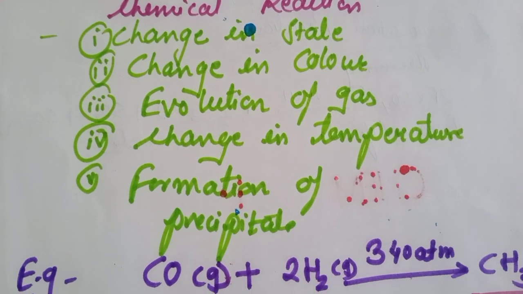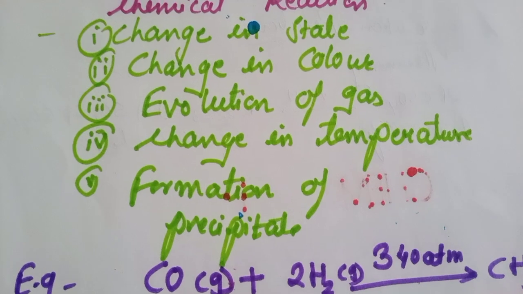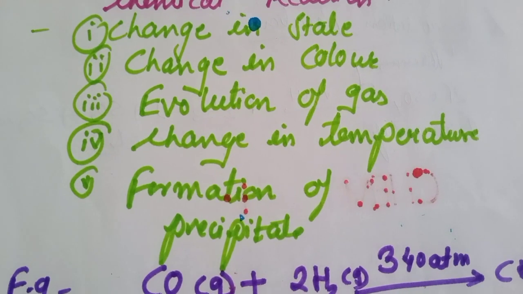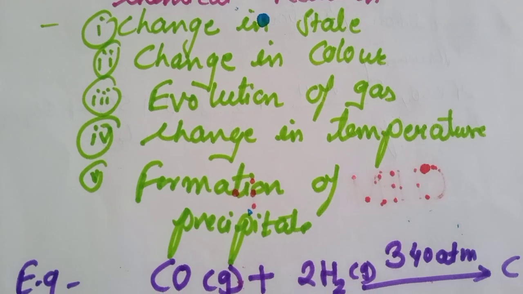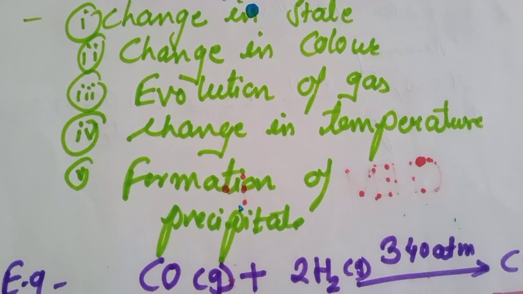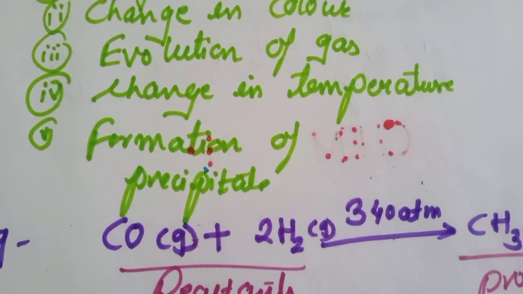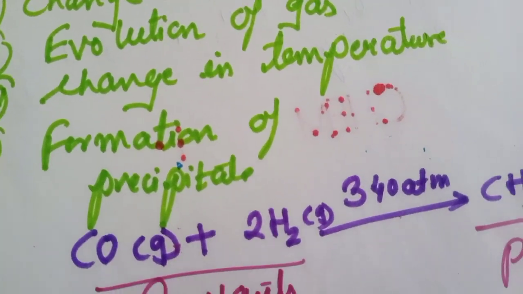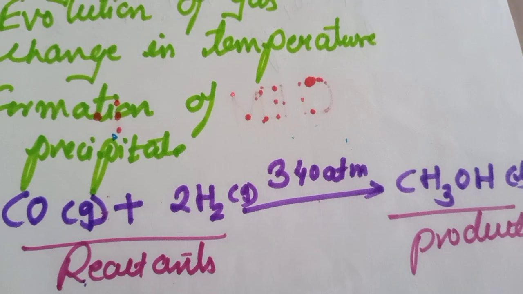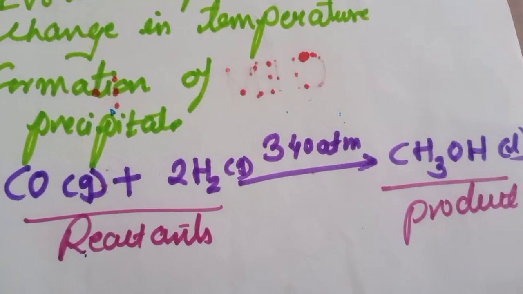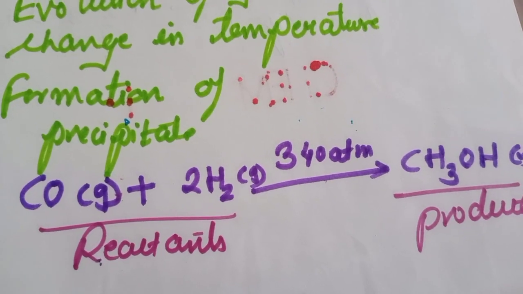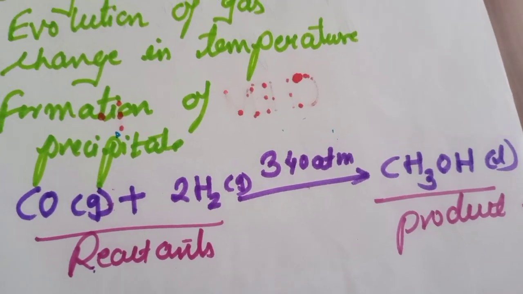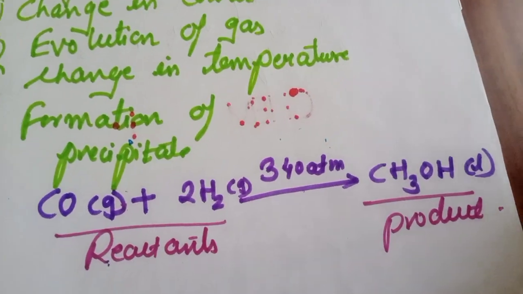An arrow sign is put between the reactants and the products. The physical states of the reactants and products are also mentioned in a chemical reaction. Please note that. So we have to mention the physical states of the reaction, whether it is in a gaseous state, liquid state, or a solid state. That has to be mentioned.